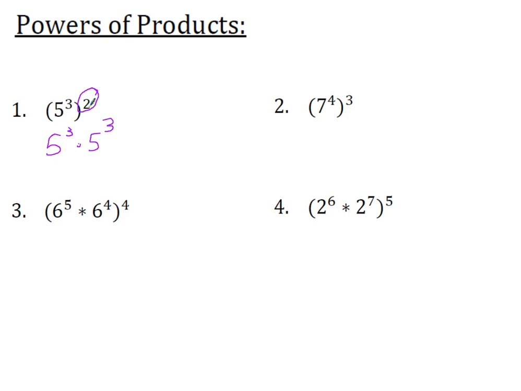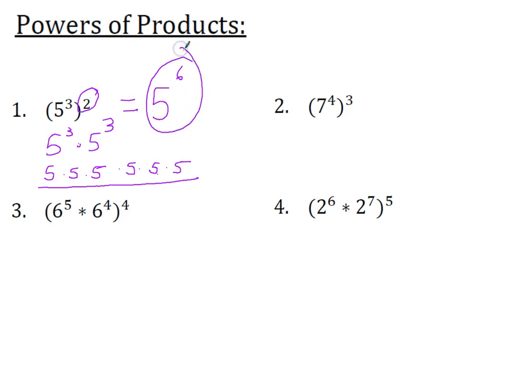And now we are going to use our multiplication rules that we talked about last time. So 5 to the third is 5 times 5 times 5. And this 5 to the third is 5 times 5 times 5. So in total now, we have 1, 2, 3, 4, 5, 6 5s. So our final answer is going to be 5 to the 6th power.